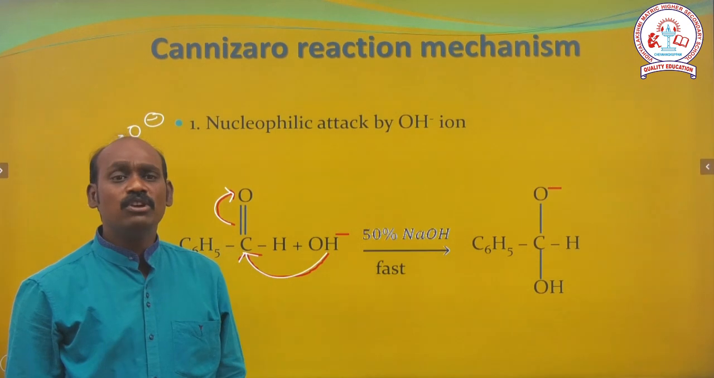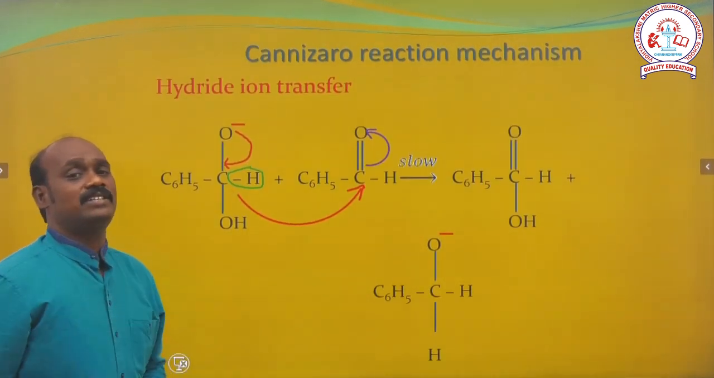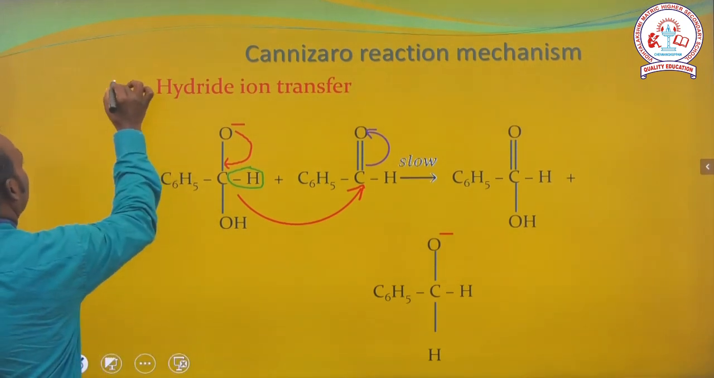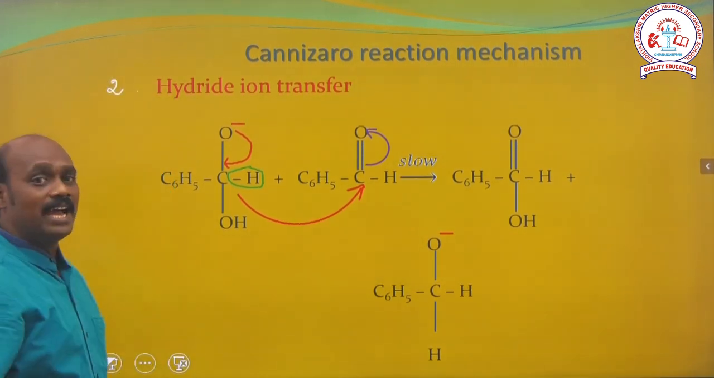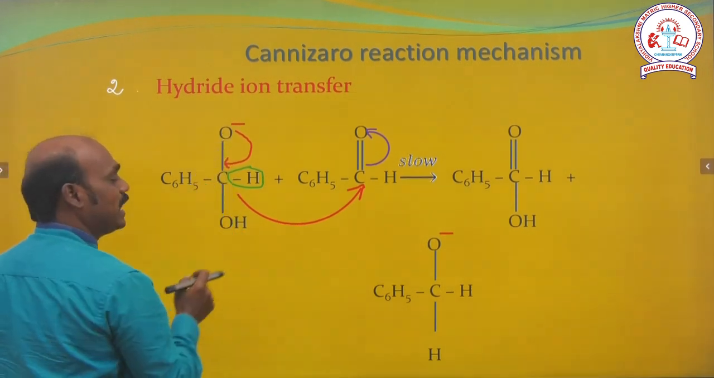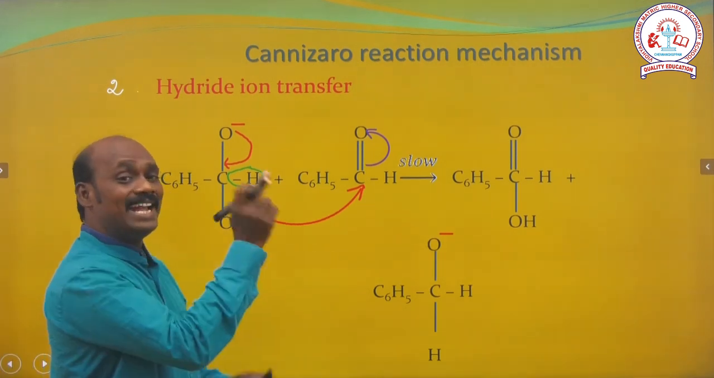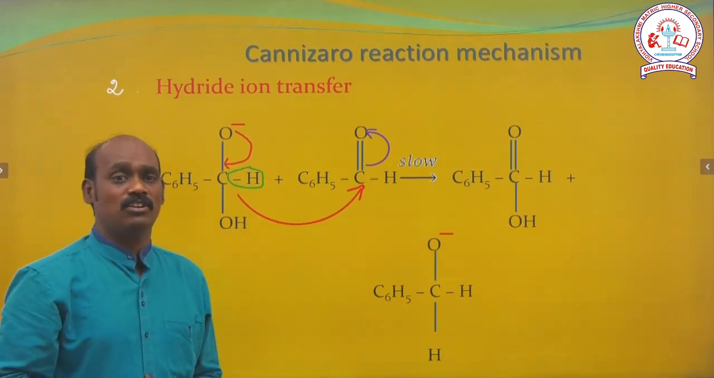This is nucleophilic attack. So next one, hydride ion transfer. This is the second step. That is hydride ion transfer. So C6H5CO−, HOH is treated with another molecule of benzaldehyde.